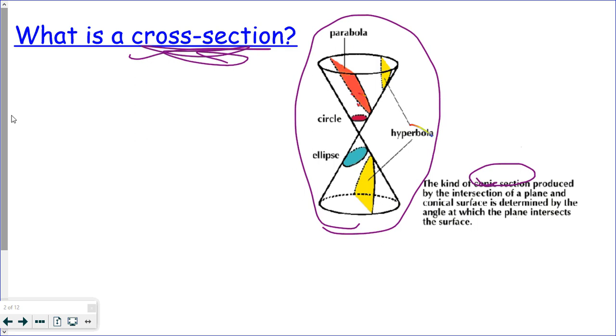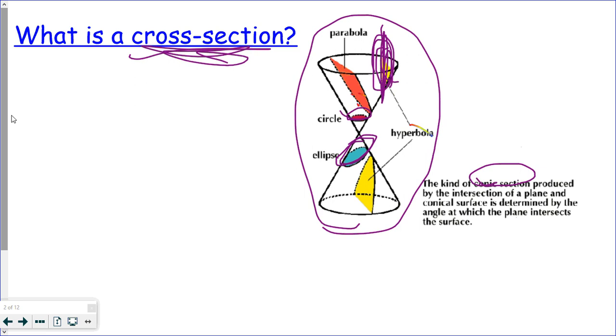So if I were to cut right here, for instance, if I were to slice right through that edge of it, it looks like we have a parabola looking shape, or right here, if we were to cut at this angle, the cross section would be an ellipse. Or if I were to cut right here, the cross section would be a circle.